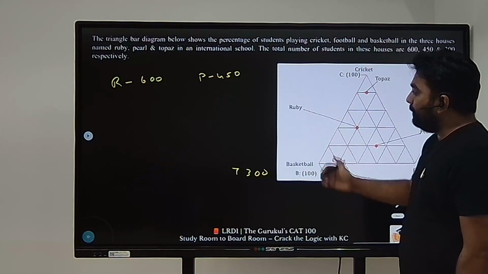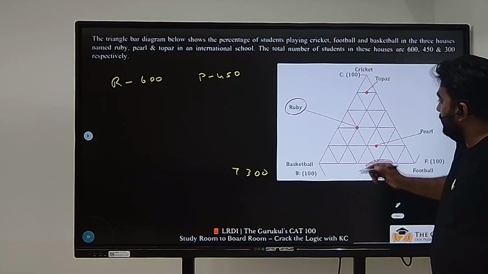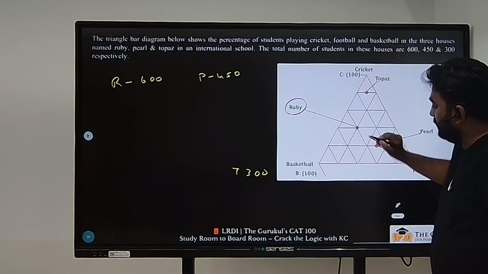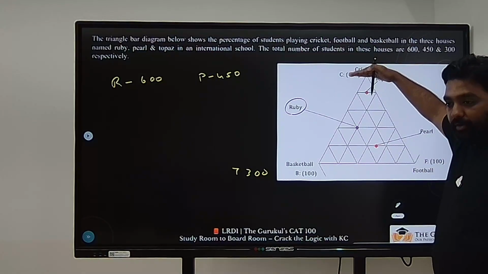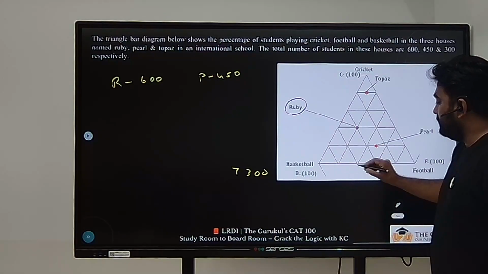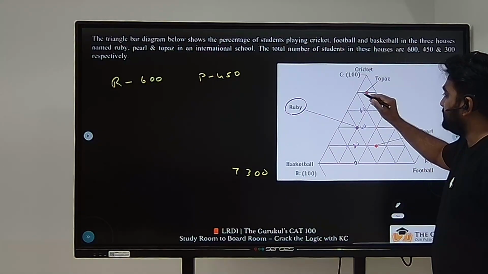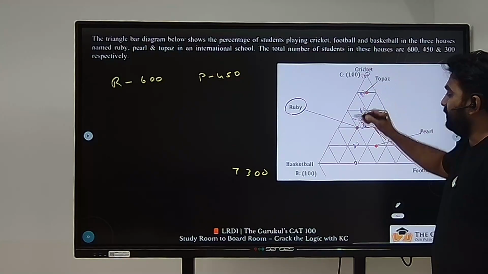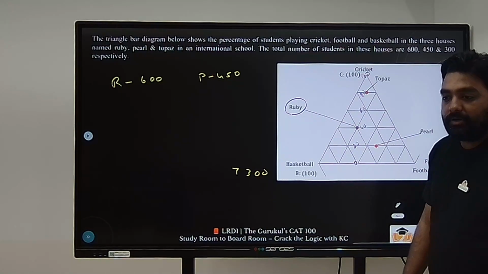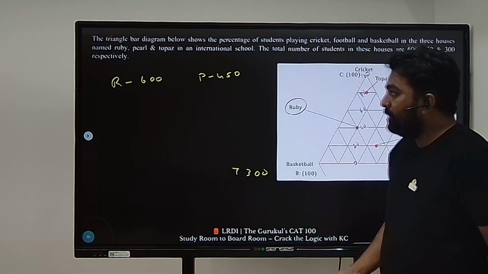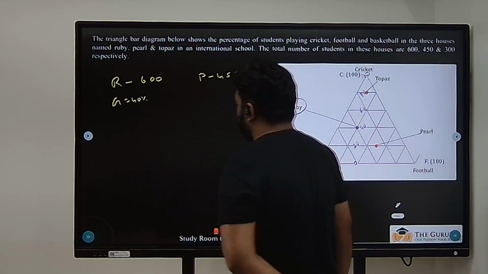For example, if I'm talking about Ruby, observe Ruby. Ruby is over here. If I look for cricket, this is the top point of cricket. So this is the base point. This is 0, this is 20, this is 40 line, 60, 80 and 100 line. So in Ruby, I can say 40% are playing cricket. So in Ruby, cricket is equal to 40%.